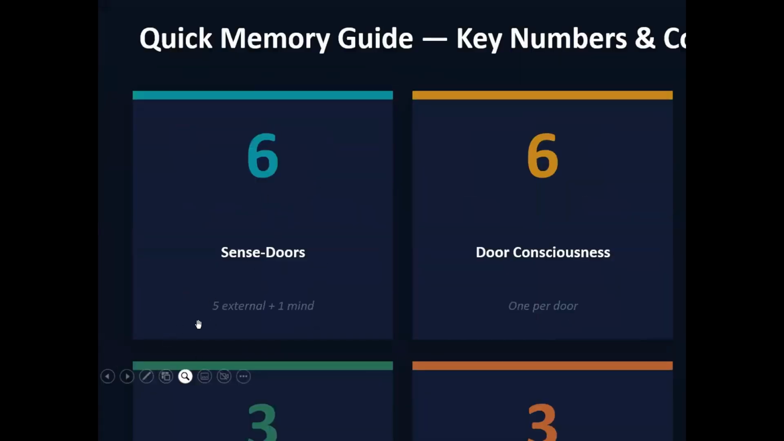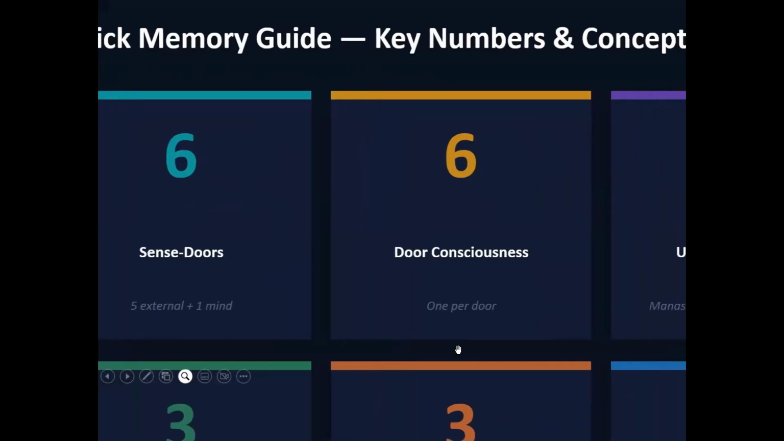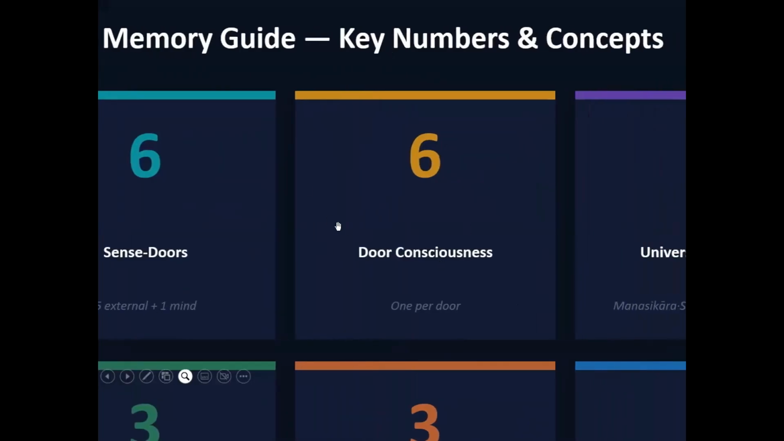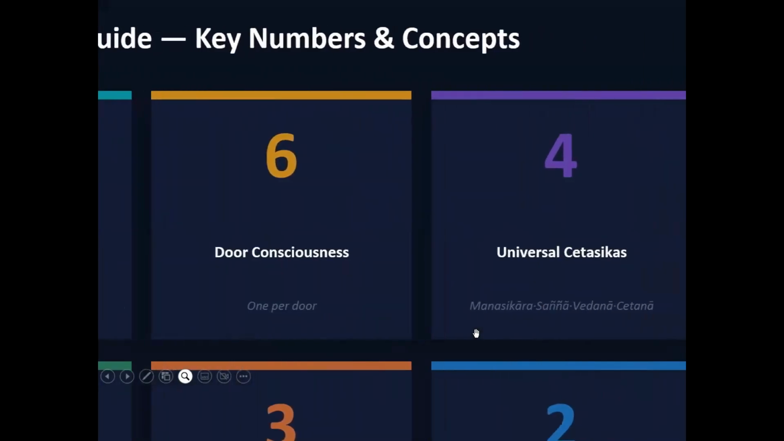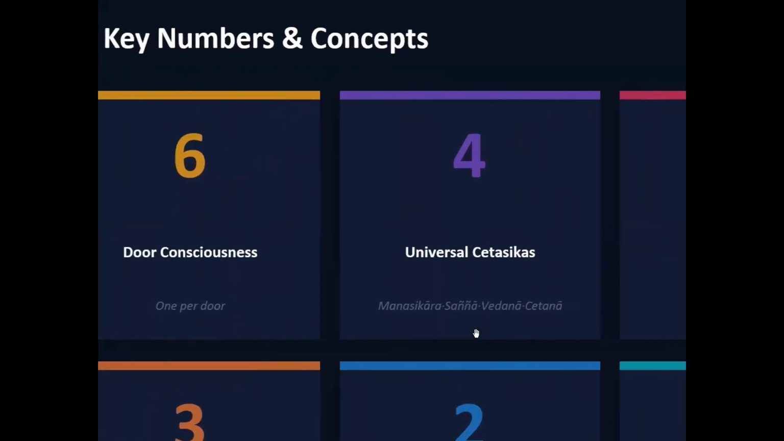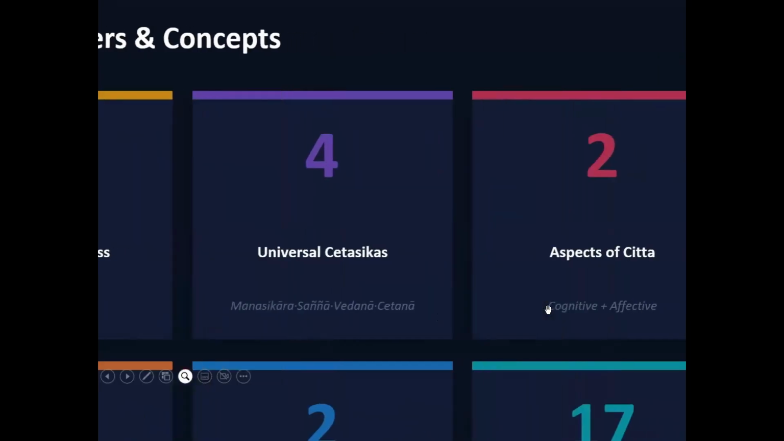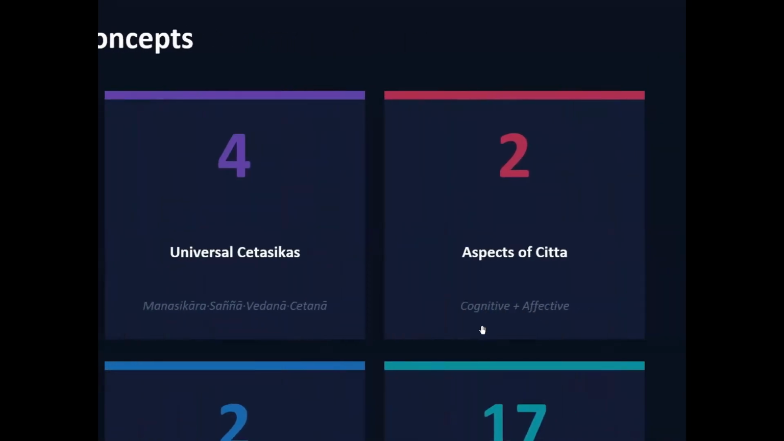When I talk about six sense doors, there are five external organs plus the mind. Then you have six door consciousnesses, one per door. Understand? And then remember, there are four universal cetasikas, and one other one is still there, okay? Manasikāra, Saññā, Vedanā, Cetanā. Then there are two aspects of citta, cognitive and affective.